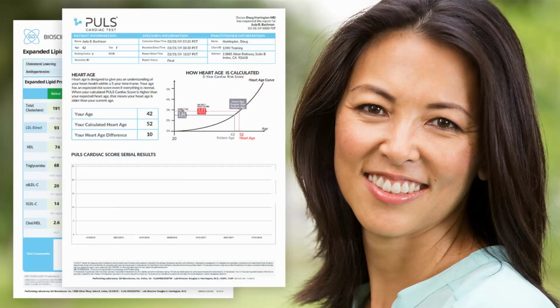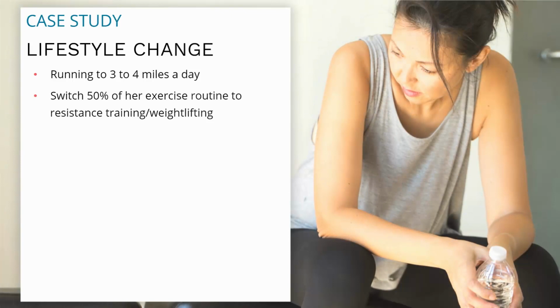A lifestyle audit revealed that she was running 8 to 10 miles a day, and to do that, she was carb loading with sweets like candy, pizza, white bread, pasta, and wine. Her routine did not include resistance training. We asked her to cut back running to 3 to 4 miles a day and switch 50% of her exercise routine to resistance training, weightlifting.